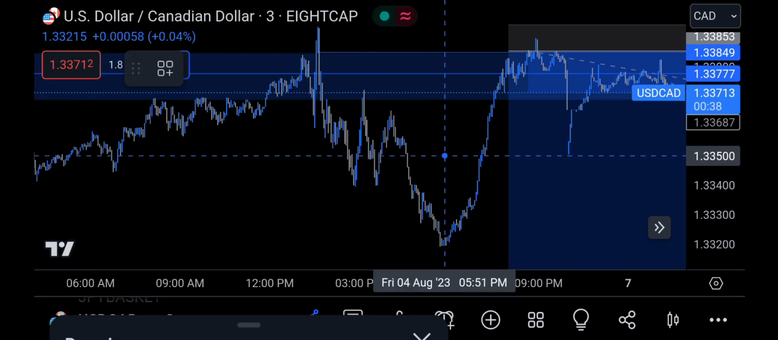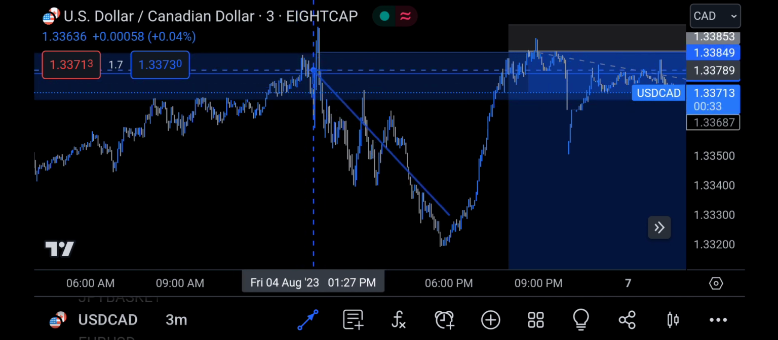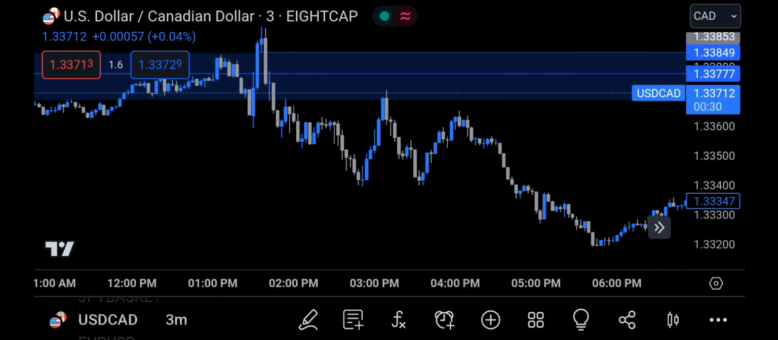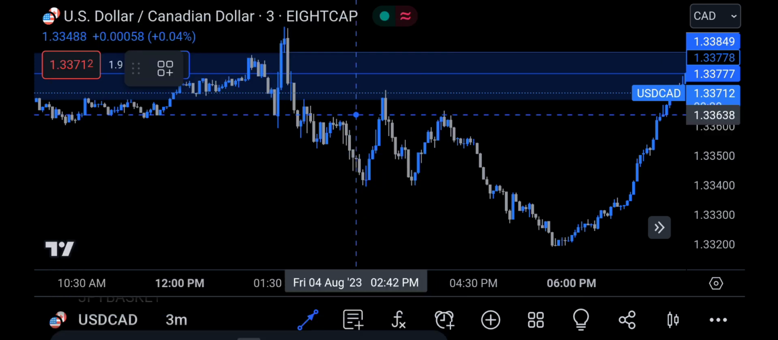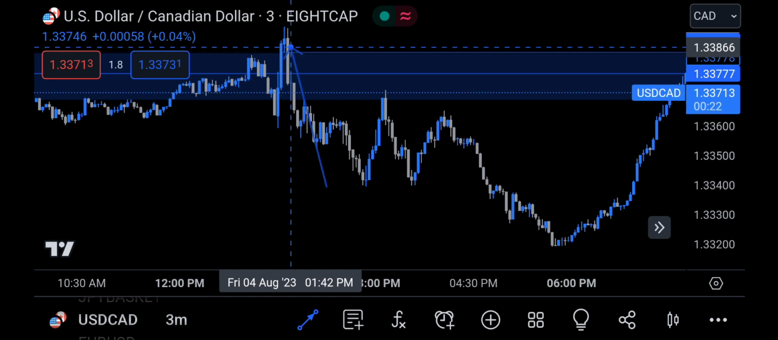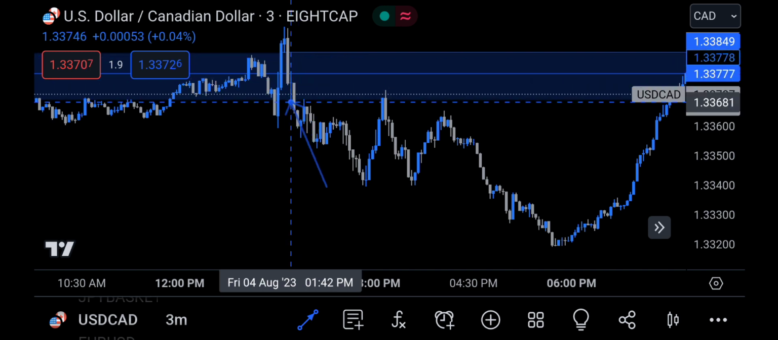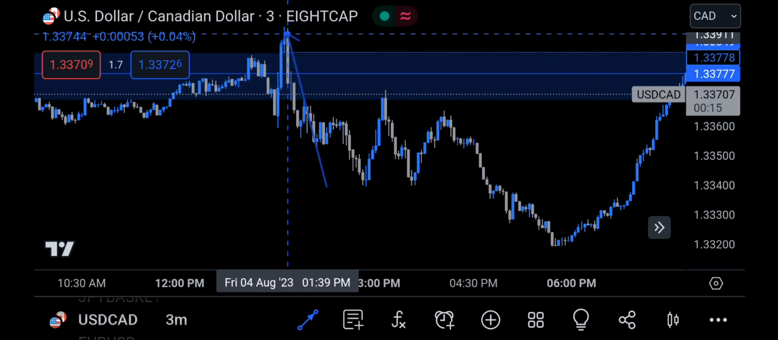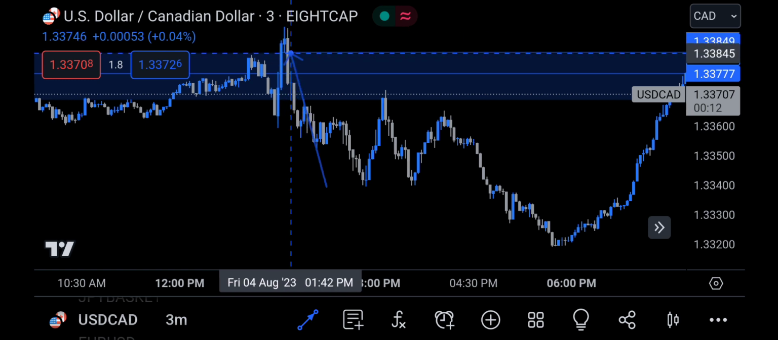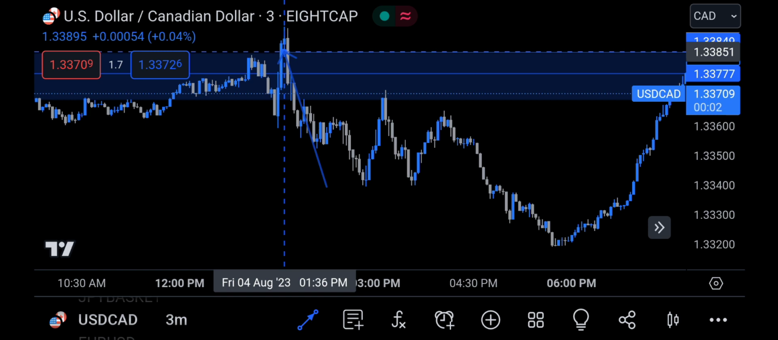Here, after we saw the massive spike and rejection to the downside, price left a supply here to be mitigated in 3 minutes time frame, and we have a good order block here, 3 minutes order block. This is where I took my entry from, this zone here around the 1.3850, and I posted it in the VIP section as well.